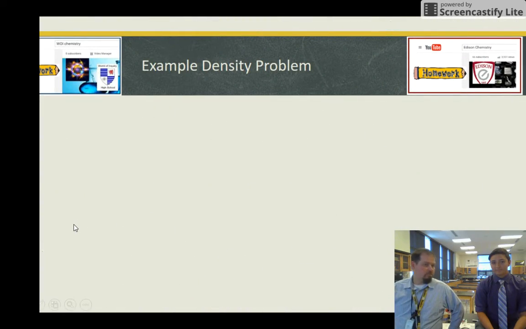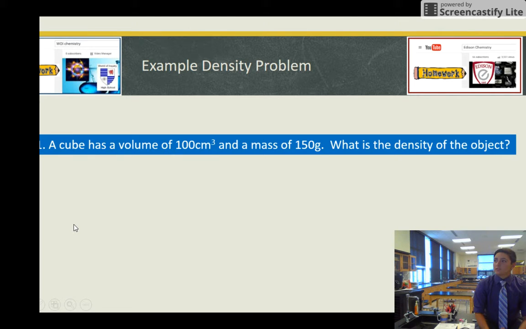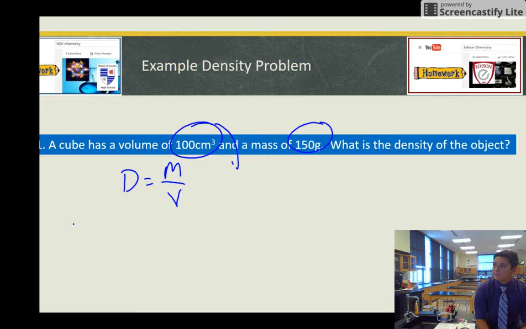Okay, examples. I'll go to the board, you stay. Got a cube with a volume of 100 centimeters cubed and a mass of 150 grams. So we're plugging and chugging? Yep. Which number am I putting in first? The mass goes on top. Okay, 150. You're flipping it. Oh, thanks. See how I am? Are you saying teachers make mistakes too?